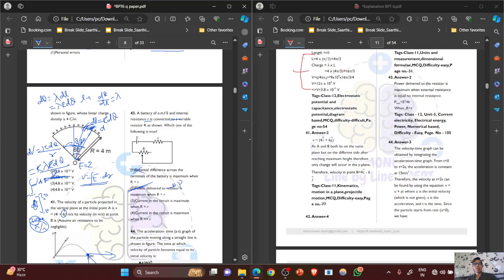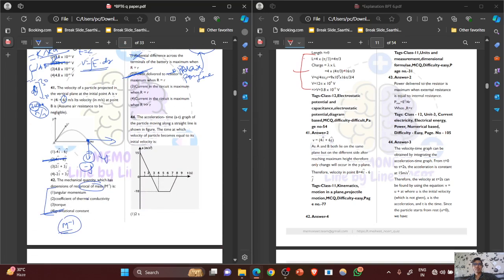I have told this in another BPT test also. The same question is asked in a different way in another BPT. There is a theorem which is called the maximum power theorem. By this, when R is equal to r, then there is maximum power transferred to the resistor, delivered to the resistor. So it's a theoretical question. Second is your correct answer. Now moving ahead.